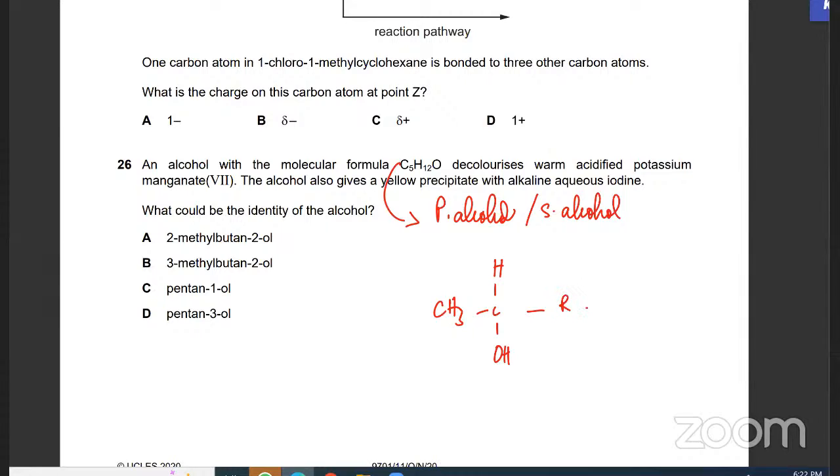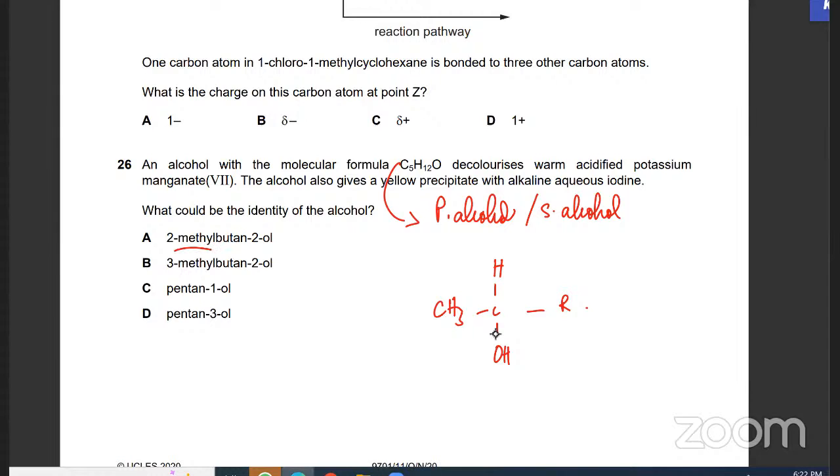So he's asking what could be the identity of the alcohol. The identity of the alcohol is that it must be a primary or a secondary alcohol. Secondary. It can be a primary as well, but it must have this structure as well.